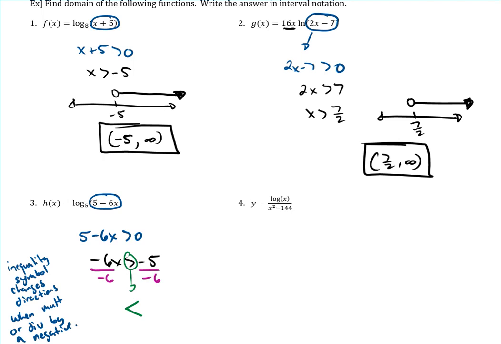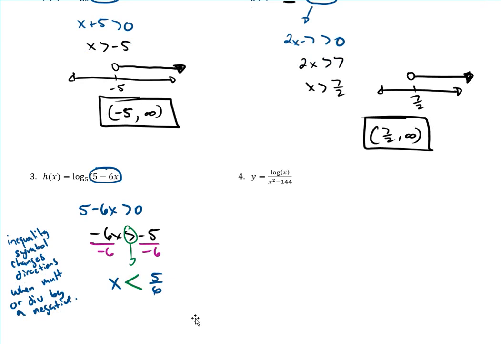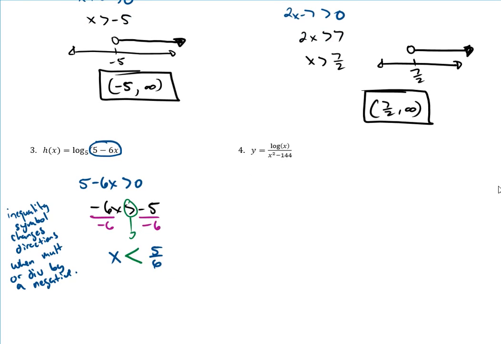Okay, so there we divided both sides by negative 6. So the x is still there, and then the greater than became less than. Negative 5 divided by negative 6 would be positive 5/6, like that. Okay, so that's kind of our informal answer. And then just like I did on the previous problems, I would get that quick visual.